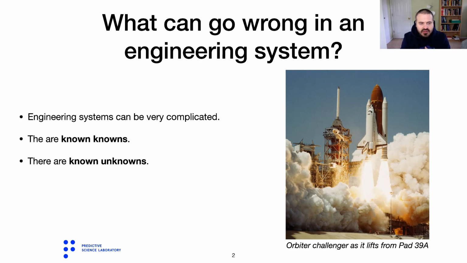But there are other things that are unknown, and we don't know that we don't know them. These are unanticipated things about the system of interest, about the thing that you're studying. Things that can go wrong that you haven't taken into account.